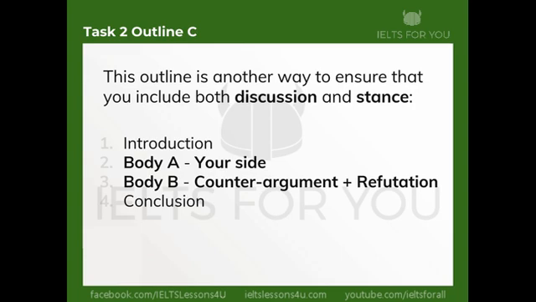Okay, this is best if you have one really strong belief, one really strong reason that explains why you believe something. Okay, if you have two reasons why, you might want to use outline B. But if you have one really clear, really strong idea, that's what you want to use outline C for. So body A, introduce that reason, explain your idea. Body B, we're going to introduce a counter-argument and then a refutation.